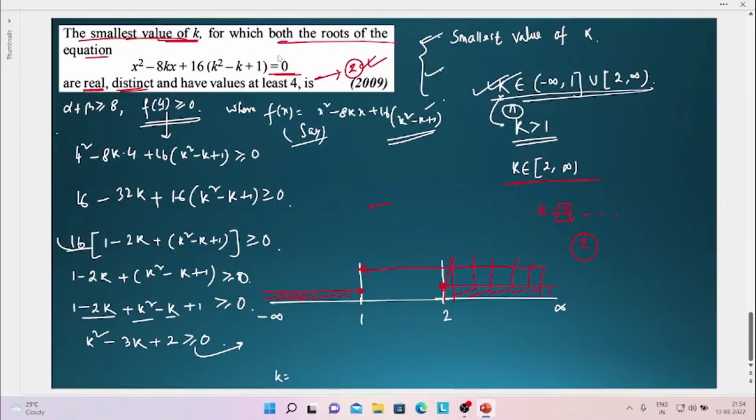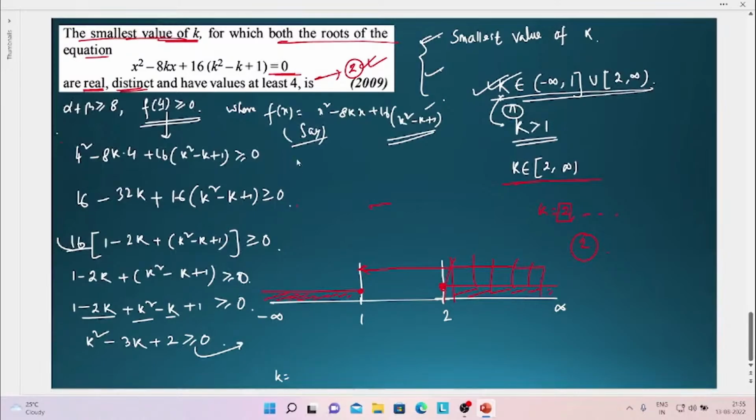Basically we are finding the discriminant which is greater than or equal to 0 by a condition, and after that we got a relation of k which is k greater than 1. After that we are solving, since the roots are greater than or equal to 4, then f(4) will be, if I put 4 into that expression, which is x squared minus 8kx plus 16 times k squared minus k plus 1, then f(4) will be greater than or equal to 0.